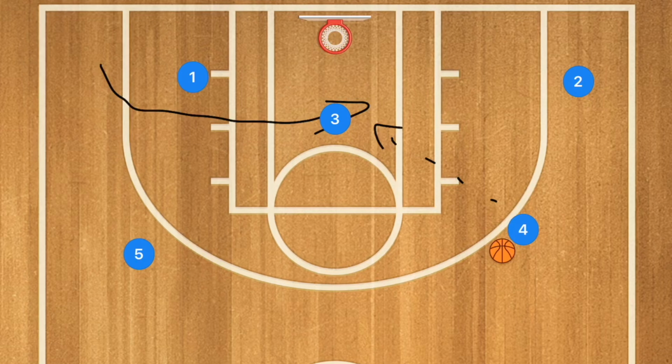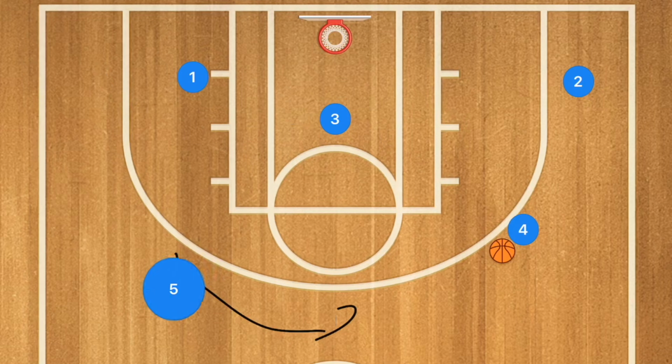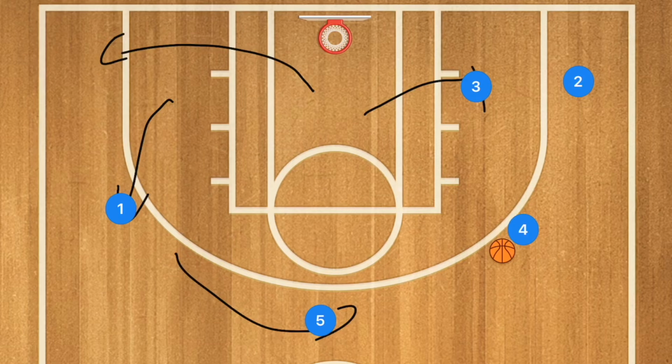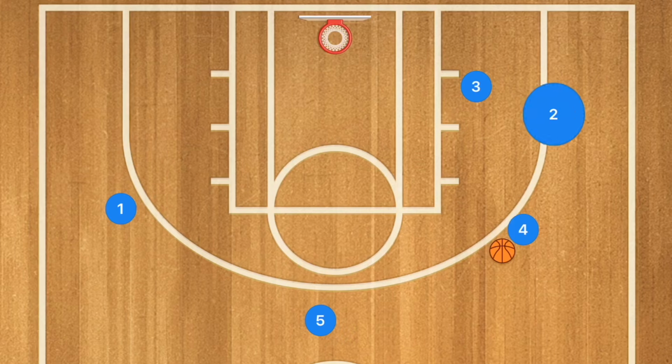If that's not open, at this time player 5 is going to be filling the top, player 1 is going to be filling the wing, and player 3 has two options. He can either fill out, or he can set a back screen away for player 2, and player 2 can then cut towards the rim. If that's the case, player 4 may be able to get the ball to player 2. If not, he's going to fill out towards the corner. Player 3 will fill out to the corner, and we are back in that 5-out.